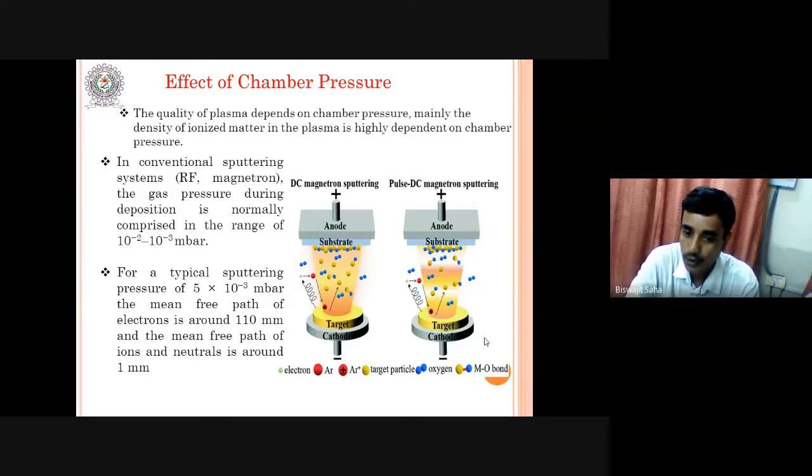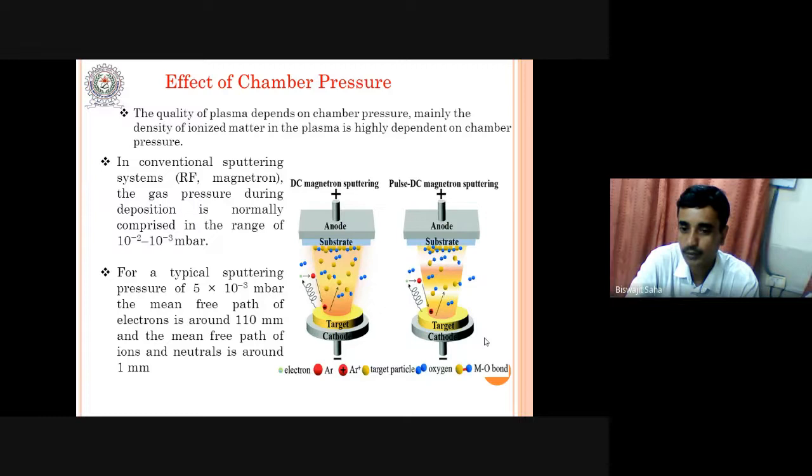By the mass flow controller, from outside we can insert the desired gas, be it argon, helium, nitrogen or oxygen, into the chamber, and the mass flow controller should be controlled in such a way that the pressure inside the chamber is within 10 to the power minus 3 to 2 millibar. For typical sputtering, we have chosen 5 into 10 to the minus 3 millibar or 2 into 10 to the minus 3 millibar, like that. And the free path, the distance up to which the gas molecules can move inside the chamber, is usually in the range of 110 or 120 nanometer, or maybe 1 nanometer for dense gas, meaning high pressure.